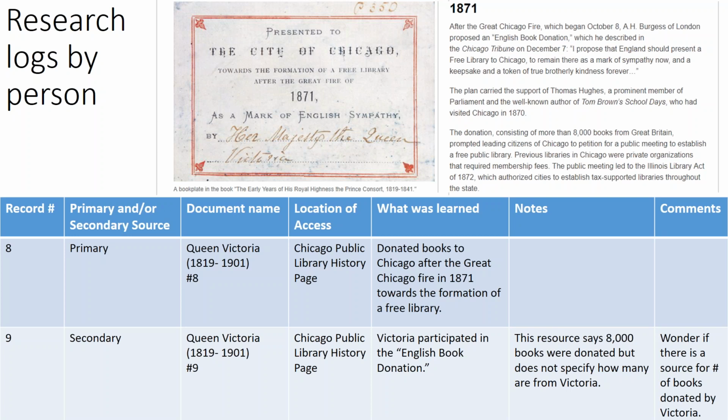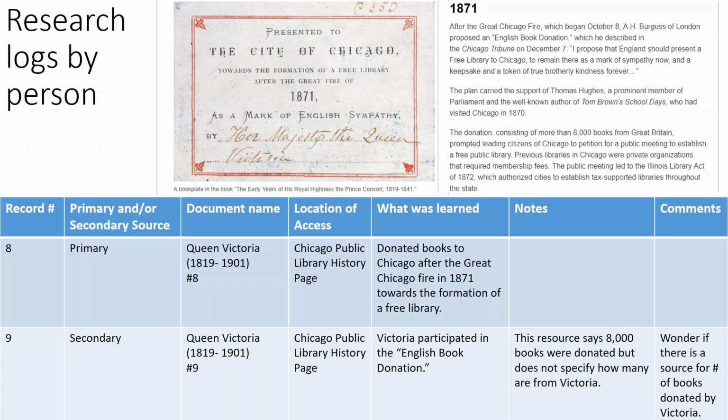When we're looking at this resource specifically through the lens of what it's telling us about Queen Victoria, this resource tells us that Queen Victoria participated in what was known as the English Book Donation. And that's all it really tells us that's specific to Queen Victoria. But it does give us more in the way of notes. From this resource, we learned that 8,000 books were donated. However, we don't know how many of those came from Queen Victoria. It doesn't say. It just says 8,000 books in all.